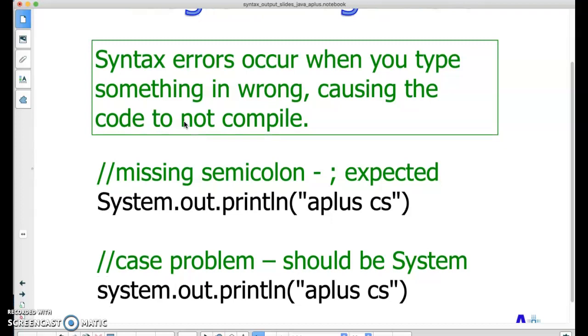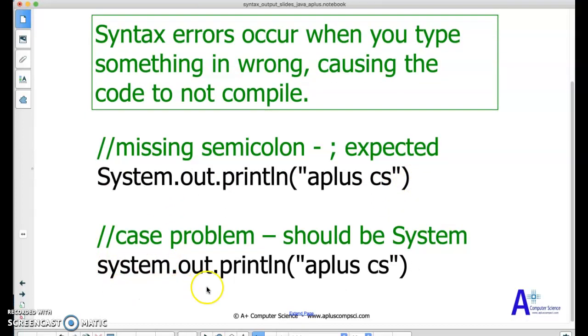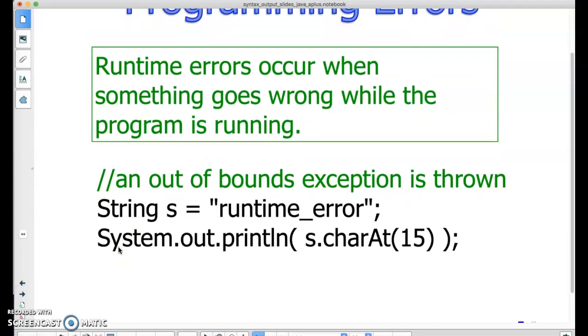So a syntax error means spelling, capitalization, semicolons. Something like this, you would have a semicolon missing, because at the end of a line you need a semicolon. And in this one, System.out.println, the S needs to be capital. So case sensitivity is an issue with Java. If something has a capital S, it needs to stay a capital S. And this capital S, as you remember from the last one, means that it's from a class. You'll come to recognize that as you get more comfortable with the programming.